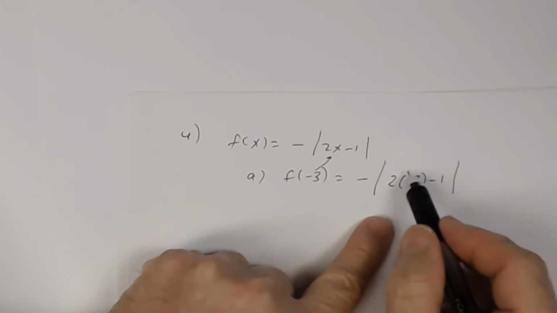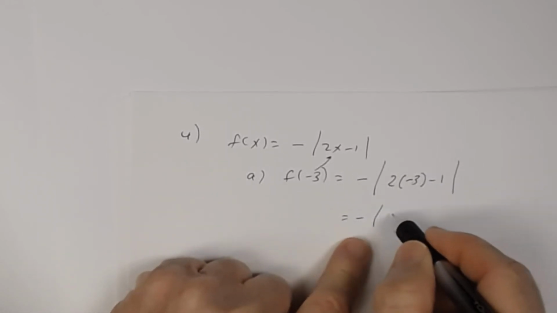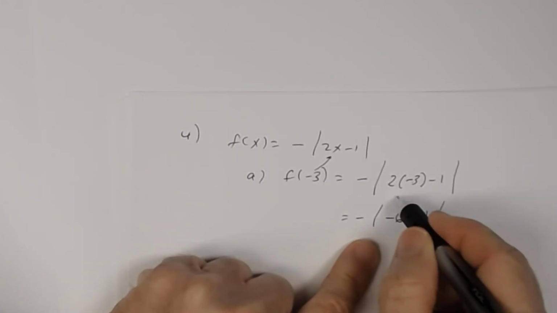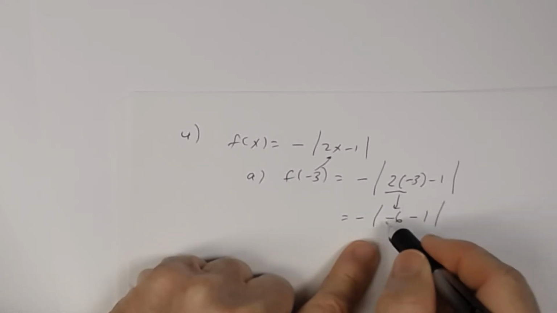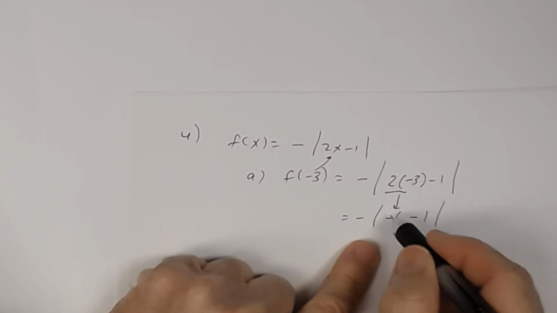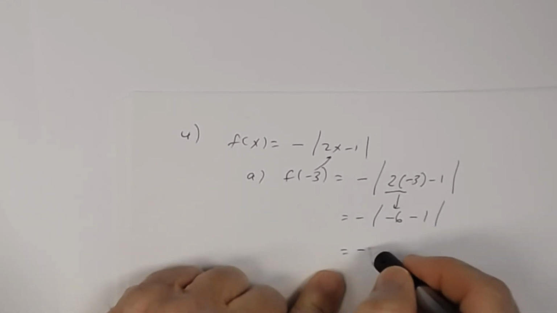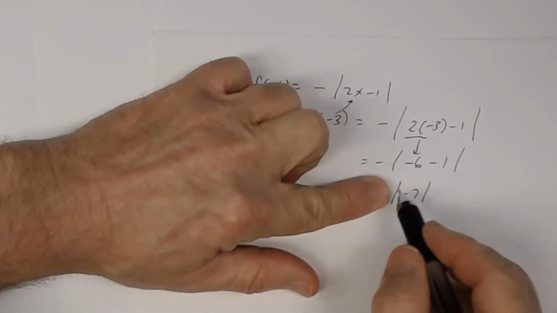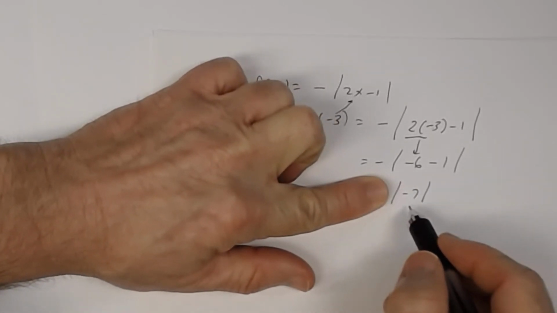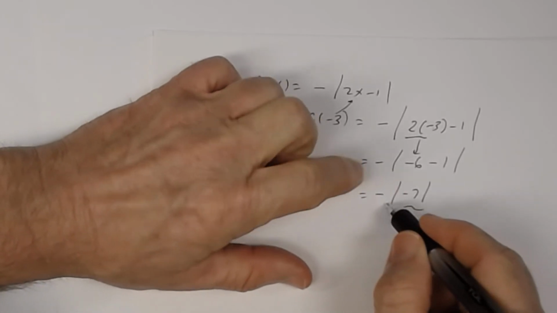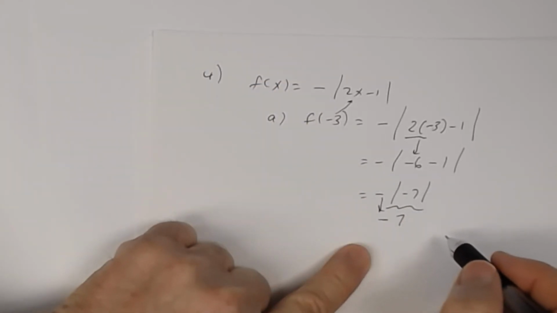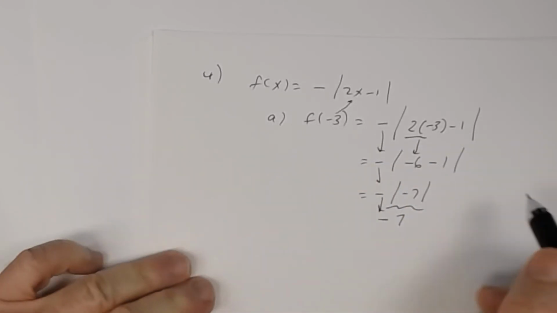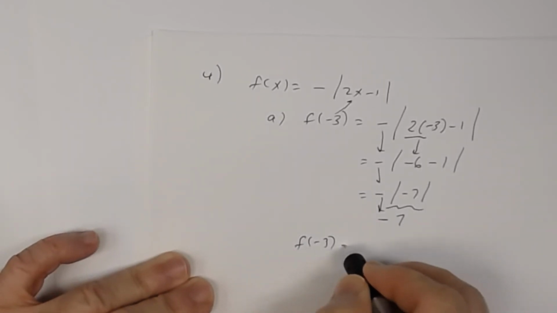Let's go ahead and simplify what's inside the absolute value bars. So it becomes negative absolute value of 2 times negative 3, which is negative 6, minus 1. You've got to go further with what's inside the absolute value bars. Negative 6 and a negative 1 is a negative 7. If I cover this negative out here, you have to recognize that the absolute value of negative 7 is 7. But there's a negative out here, so the answer is negative 7. You just keep bringing this negative down. And so therefore your answer, f of negative 3, is negative 7.